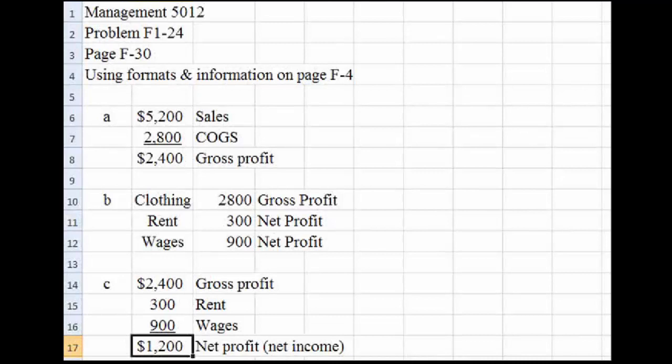The problem is not real tough. It's not what I'd call rocket science, but hopefully you'll be able to get it correct without any errors as you move forward into the accounting exercises.